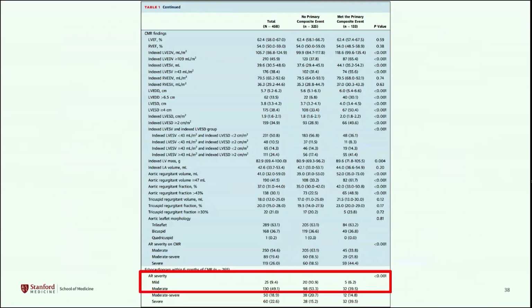And this, again, was a real-world study of patients that had problematic cardiac MRIs because of atrial fibrillation. And you can see that the aortic regurgitation severity is markedly different between the two groups. And by echocardiography, the majority of patients kind of fit into this moderate AR severity on their echo.